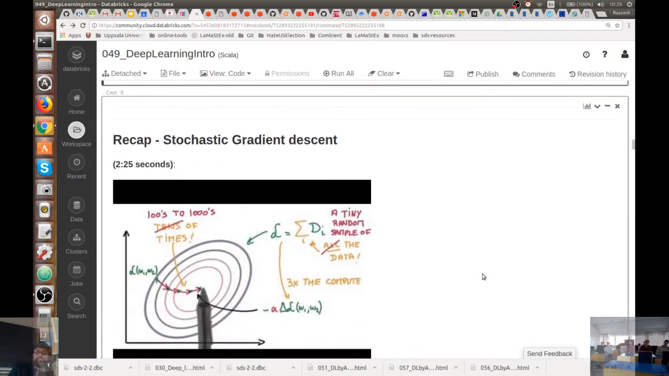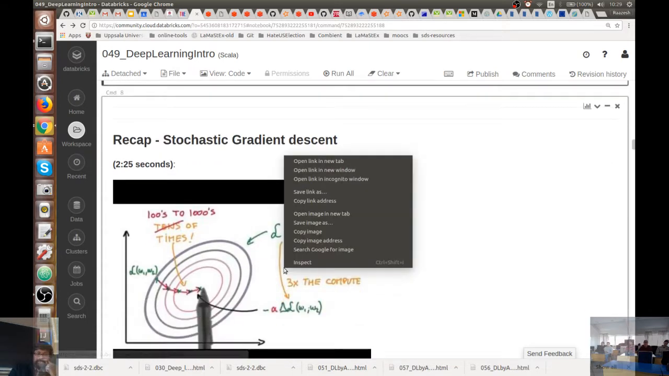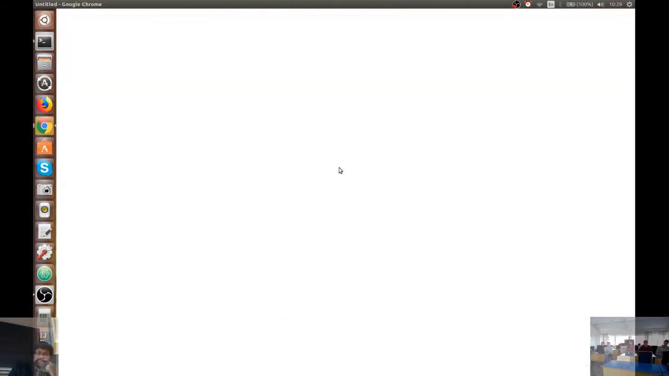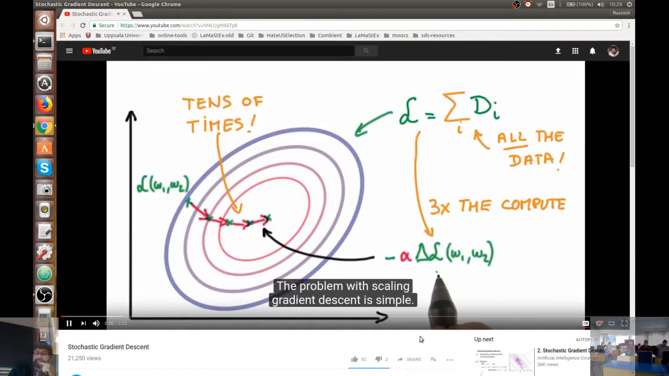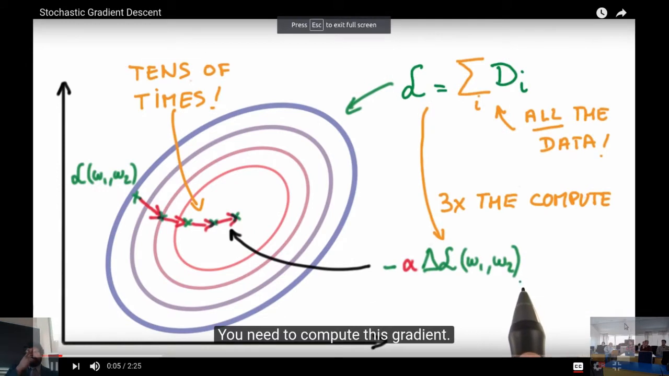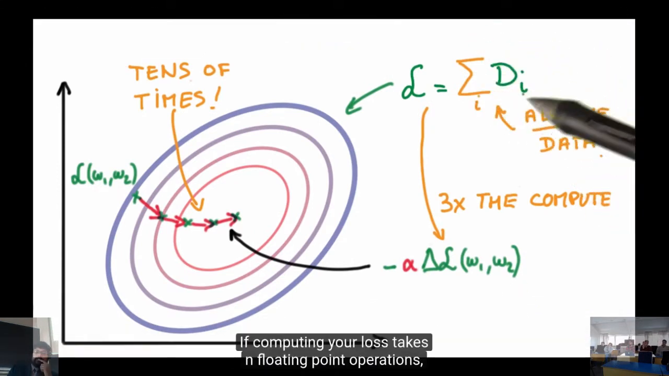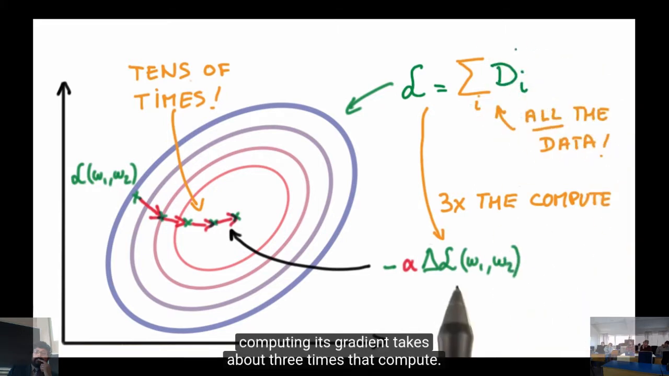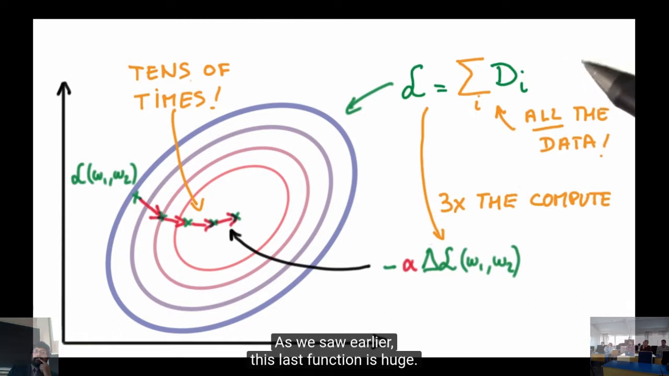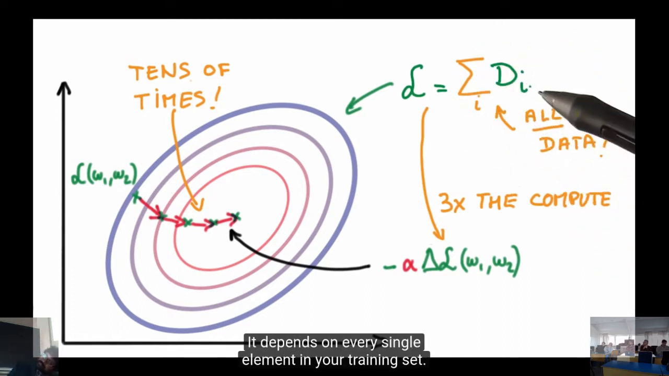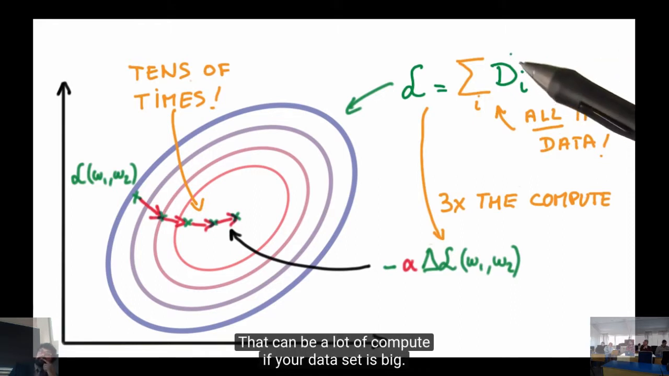So now, what is stochastic gradient descent? Again, the problem with scaling gradient descent is simple. You need to compute this gradient. Here is another rule of thumb. If computing your loss takes n floating point operations, computing its gradient takes about 3 times that compute. As we saw earlier, this loss function is huge. It depends on every single element in your training set. That can be a lot of compute if your data set is big.